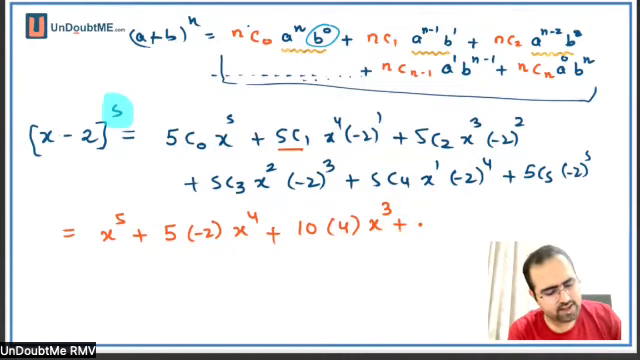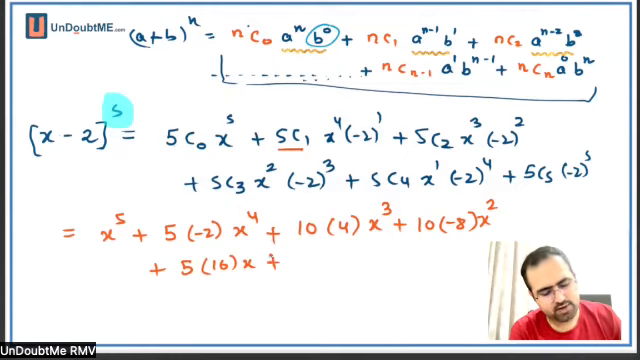Then 5C3. 5C3 will be 10 only. So 10 times negative 2 cube will be negative 8 x square. Then I have 5C4, which will be equal to 5. Negative 2 to the power 4 will be 16 x. 5C5 will be 1. Negative 2 to the power 5 will be negative 32.